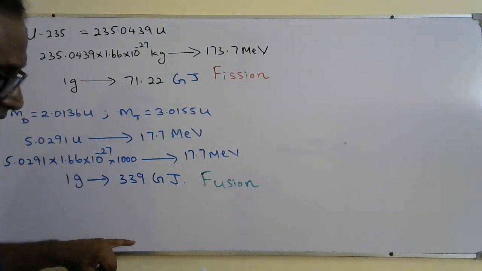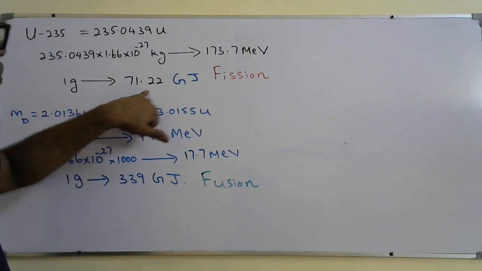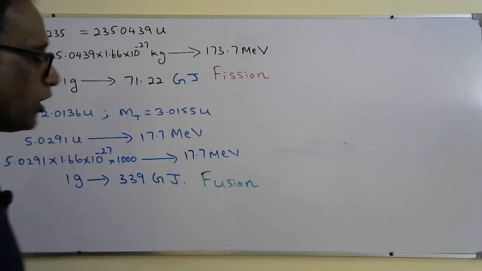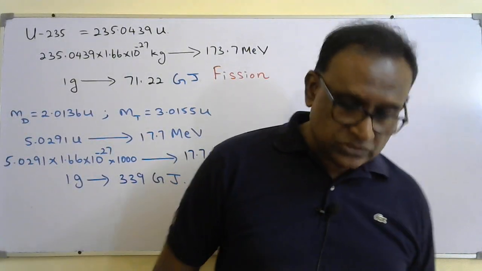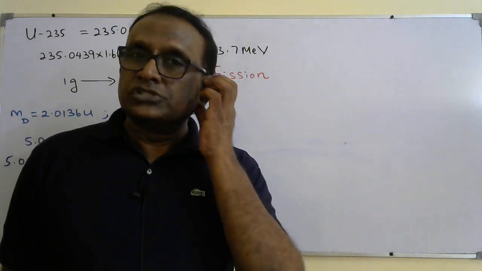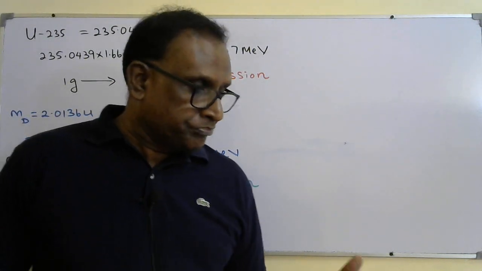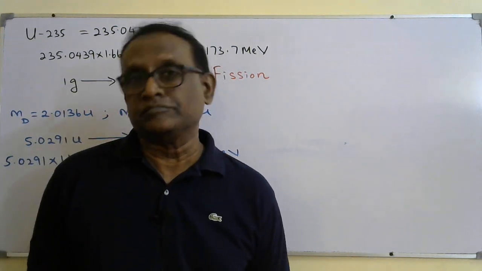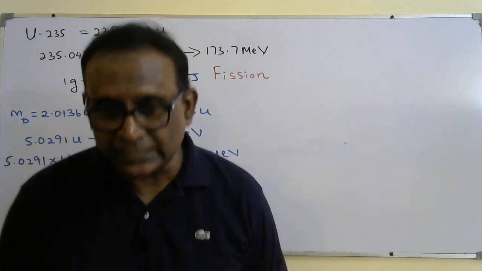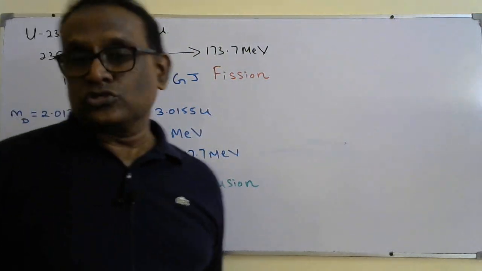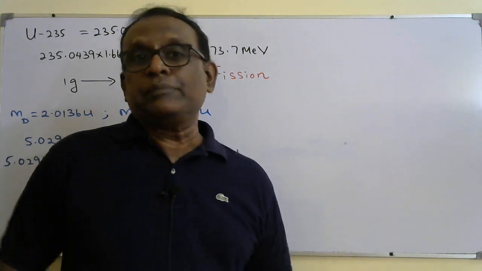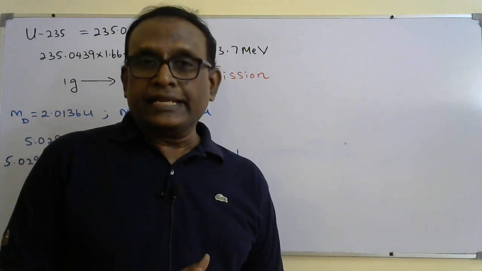And this is 71.22 gigajoules. So you can see how much higher it is than this one. So fusion is more efficient in terms of energy release, but there are other advantages of fusion. During the fission reaction, the products are highly radioactive, like barium and krypton, but here the product will be only helium, so it is more clean. Actually, fusion is clean, energy release is more, and it is cheaper compared to uranium.